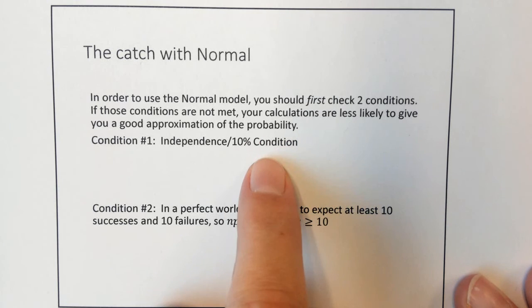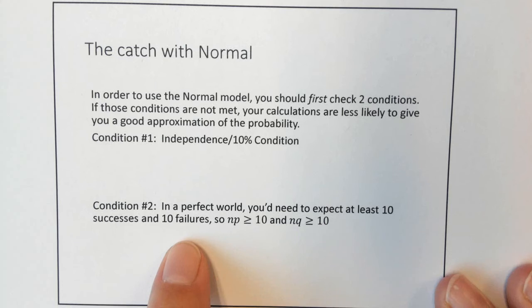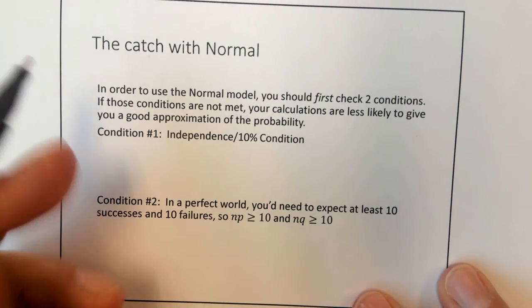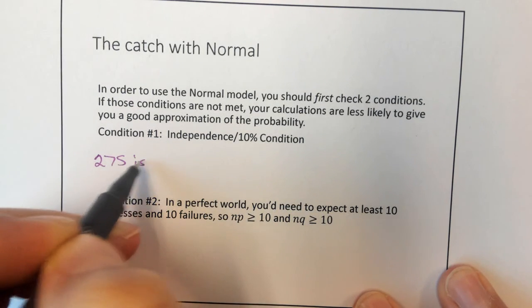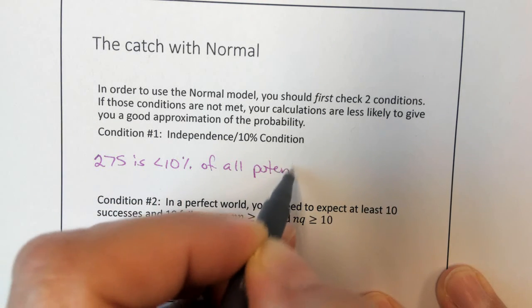Sorry, let me back up. 275 people is less than 10% of the entire population of people who fly. So as long as we're looking at just 275 people, and that's less than 10% of all potential flyers, there's more than 2,700 flyers at an airport at any given time, usually. So the 10% condition is met. Condition 2, okay, so let's jot something down. So 275 is less than 10% of all potential flyers.